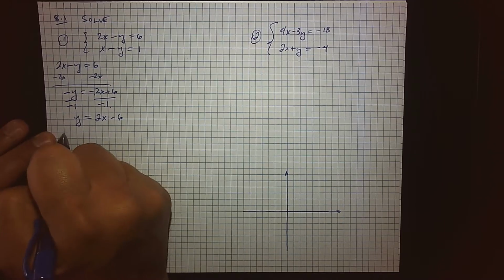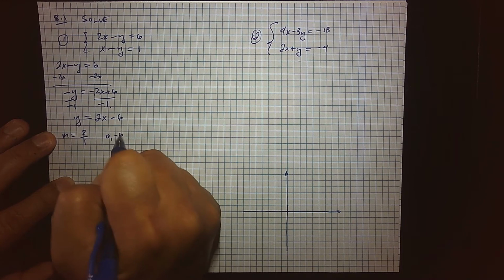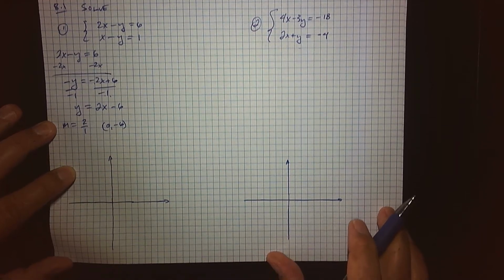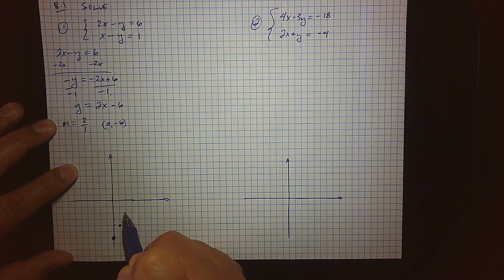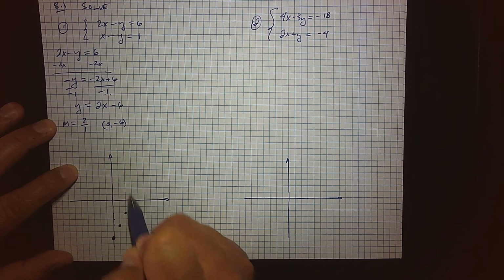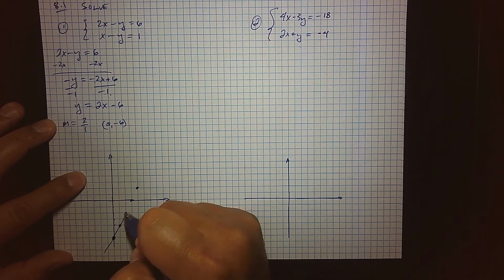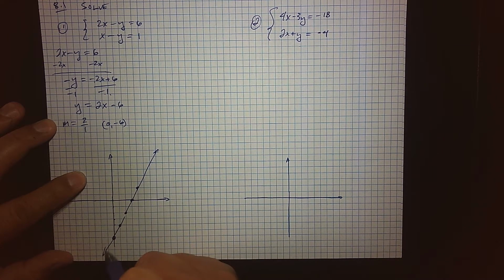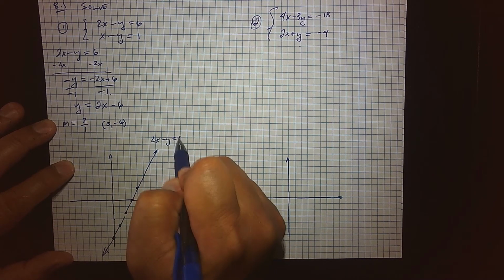So this is telling me that my slope is 2, or 2 over 1, and my y-intercept is at 0, negative 6. So I can come to my grid, 1, 2, 3, 4, 5, 6. So there's the y-intercept, and then the slope's telling us to go up 2 and over 1, up 2 and over 1, and so on. So there, again, graphically, is a picture of all the solutions to the first equation, 2x minus y equals 6.